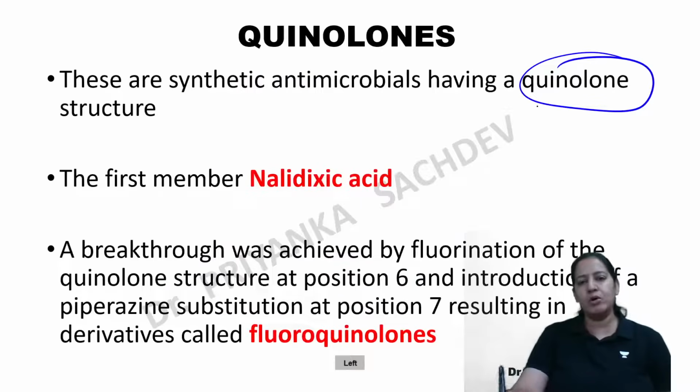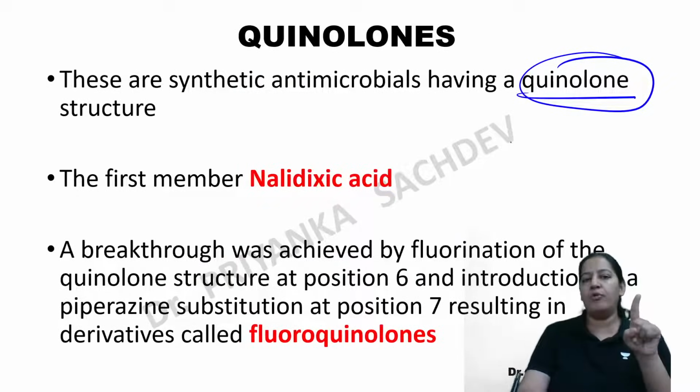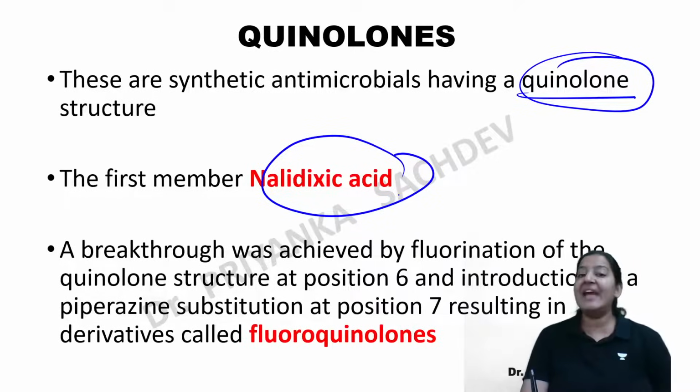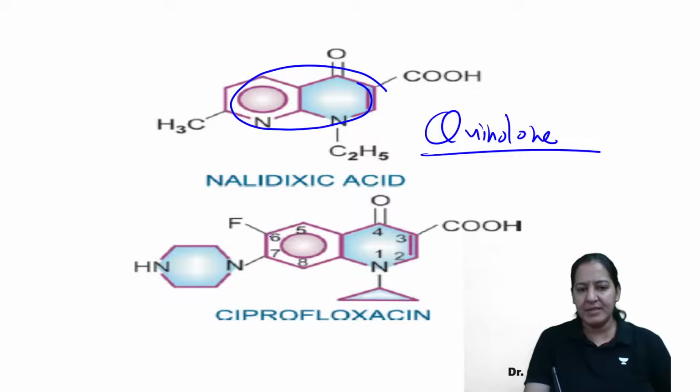So the first time quinolones were launched, having only the quinolone ring, that is nalidixic acid, the first member. It has only the quinolone ring, but it is not very active. It has a very narrow spectrum. So we add fluorine on carbon number 6. Can you see? This is fluorine.